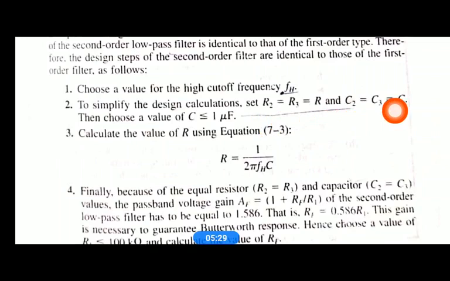You select the C, right? Select the FL, utilize it in this equation, then you will get R. The value of R is nothing but R3 and R2, and the value of C which you selected is nothing but C2 and C3, right?